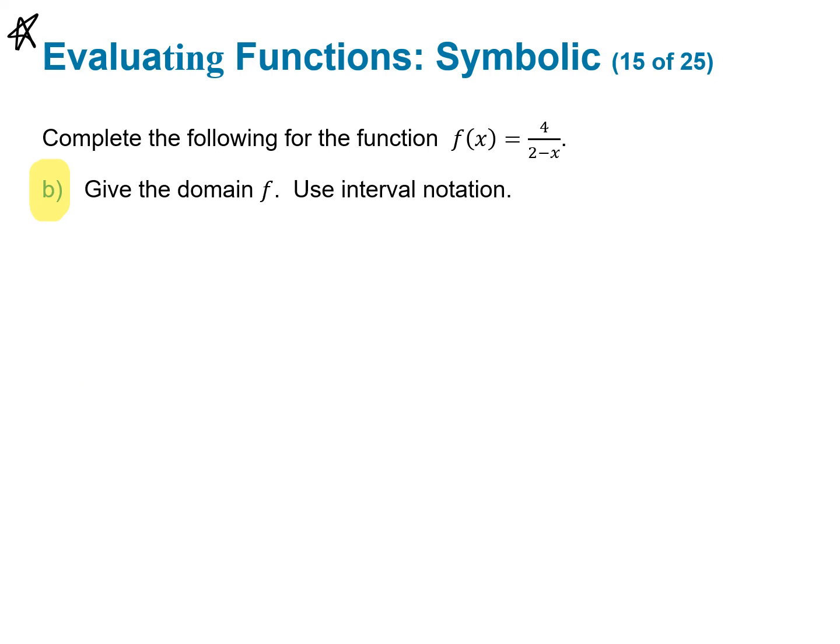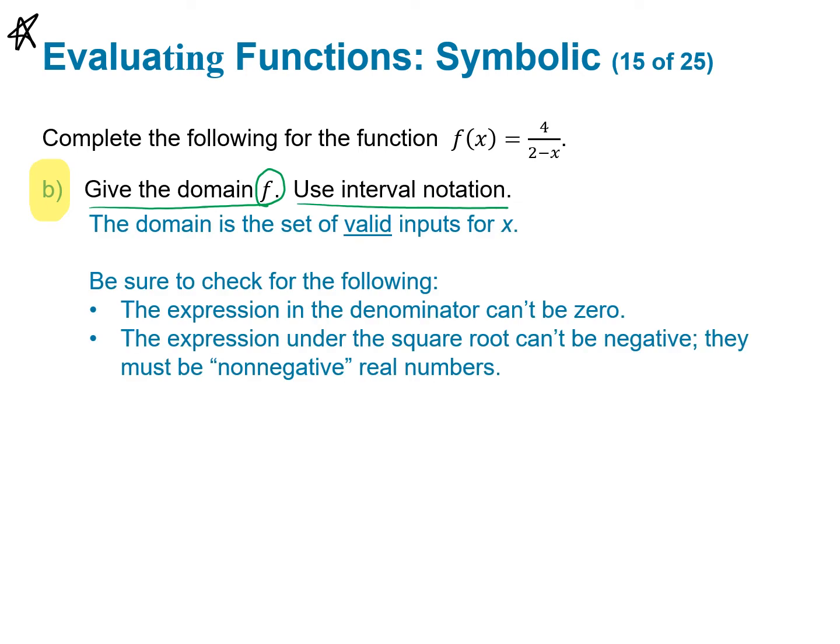All right, the next one, 12b. Complete the following for the function f of x equals 4 over 2 minus x. Same thing we just were doing, but it says find the domain of f. Use interval notation. Well, the domain is all of the x values that make up the set of values for a particular function. But in this case, we don't really have any. We just say it's x.